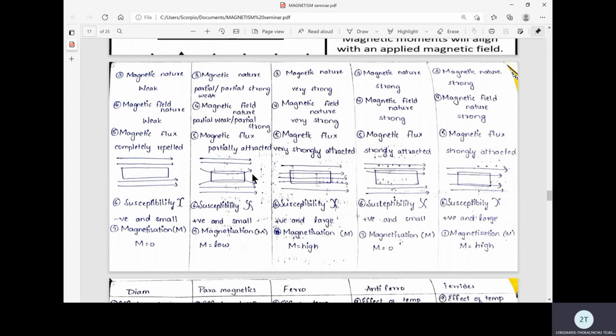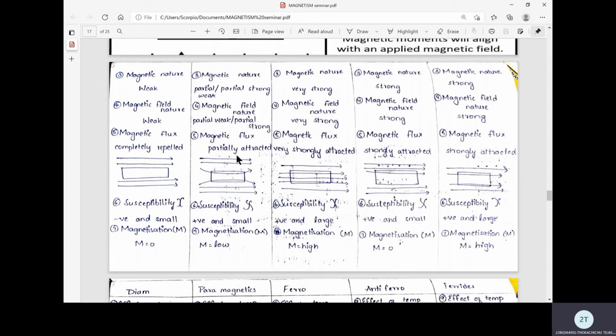Now, if we talk about how these magnets act on the application of external flux, these diagrams represent them very clearly. On the application of external magnetic flux, these diamagnetic materials will simply let them pass, but not through them, rather through their surroundings. While paramagnetic materials will let these external magnetic flux lines pass through them.